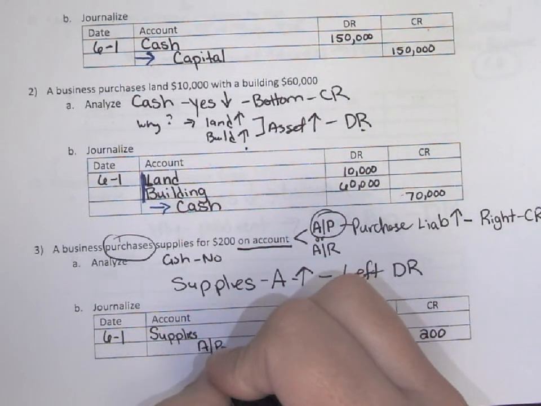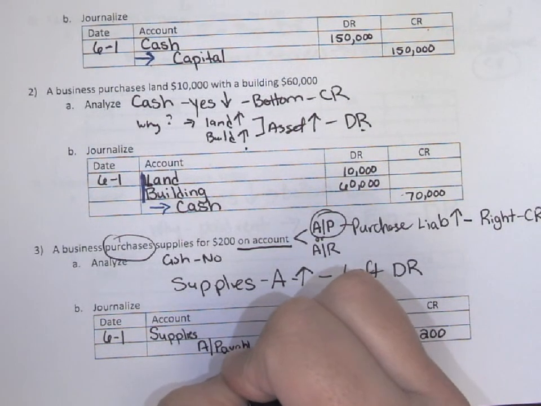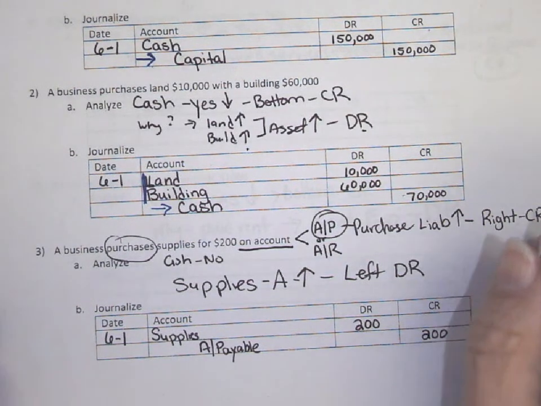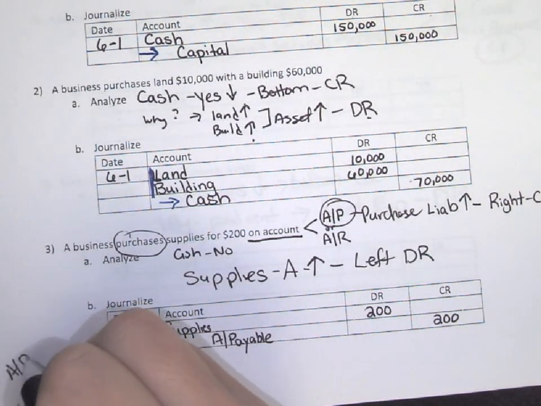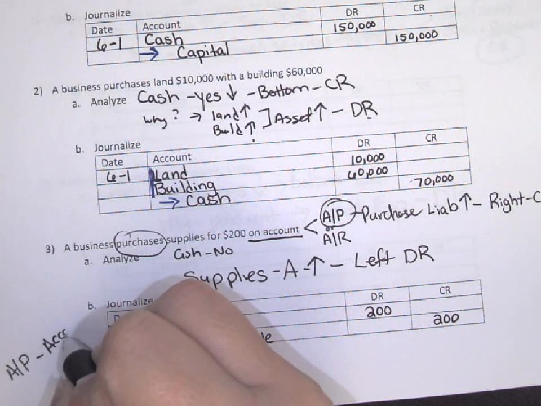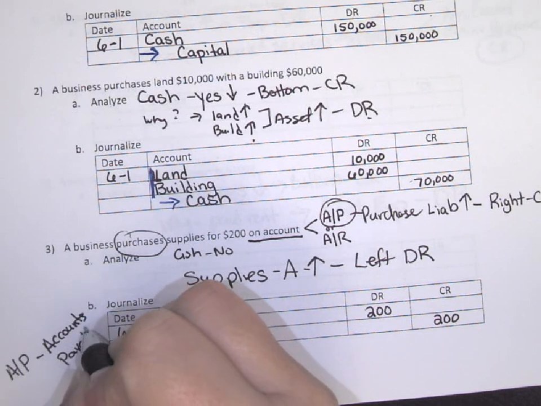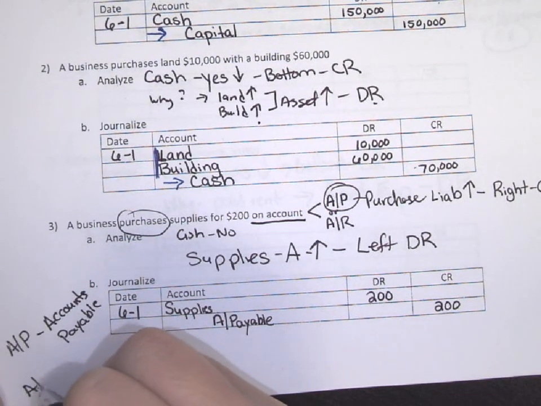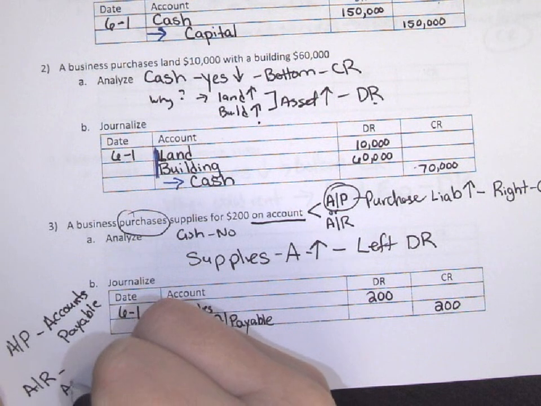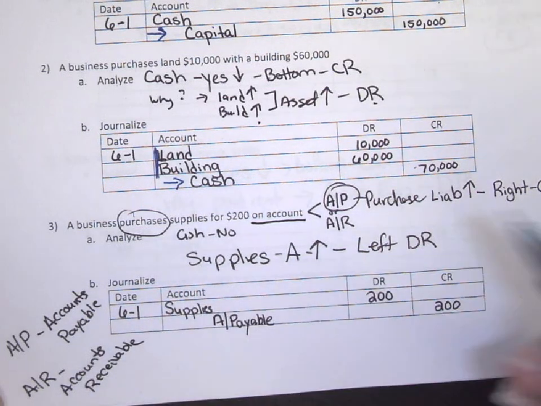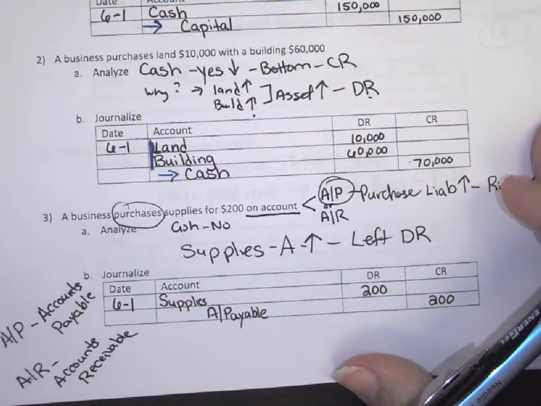All right, and just to hone that in, that is an accounts payable, and that's what the AP stands for. So just in case you were wondering, AP is accounts payable. Whenever you see me write AR, that is accounts receivable. So just so you know what we're looking at there in this particular category.